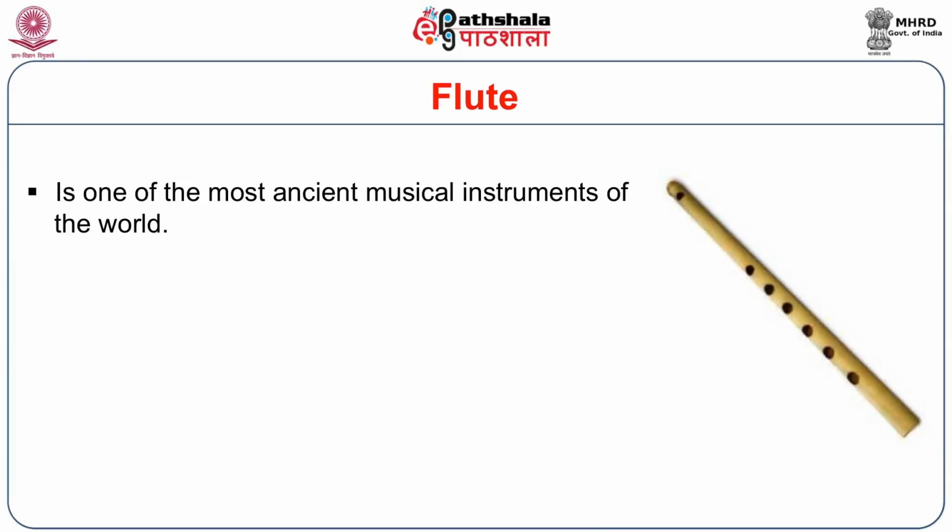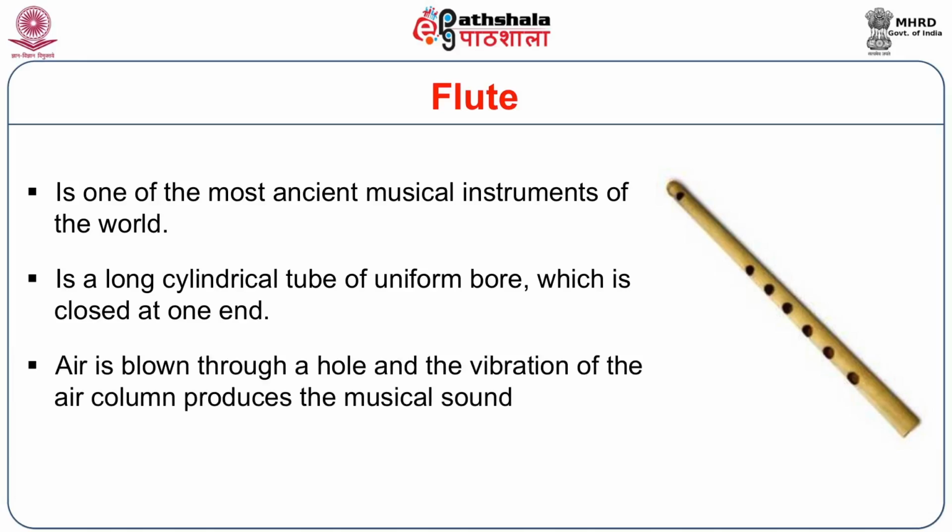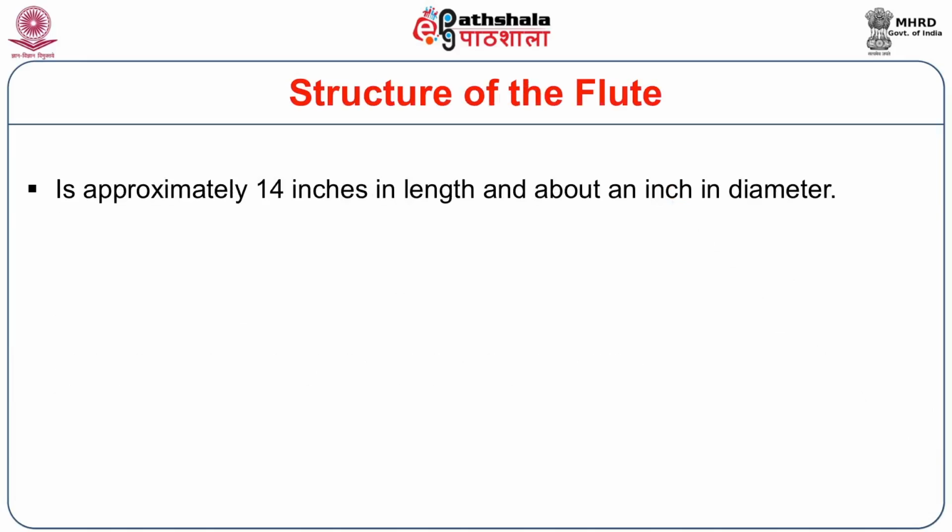The next important wind instrument of Indian Carnatic music, Indian music, is the flute. It is one of the ancient musical instruments of the world. It is actually a long cylindrical tube of uniform bore which is closed at one end. Air is blown through the mouth hole, and the vibration of the air column produces the musical sound. The length of a flute is approximately 14 inches, and there are different varieties where the lengths might vary and the output sound or the pitch differs according to the length.